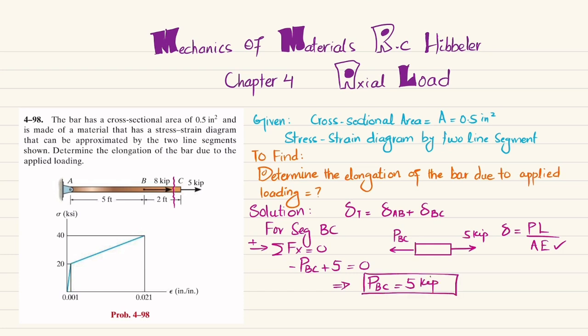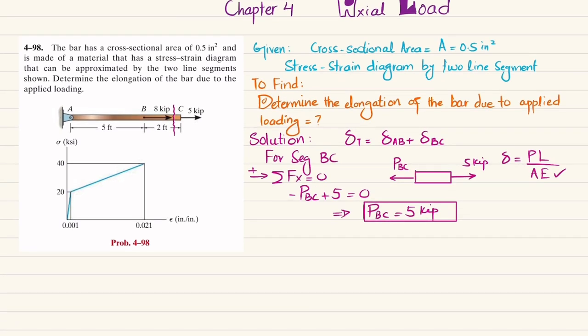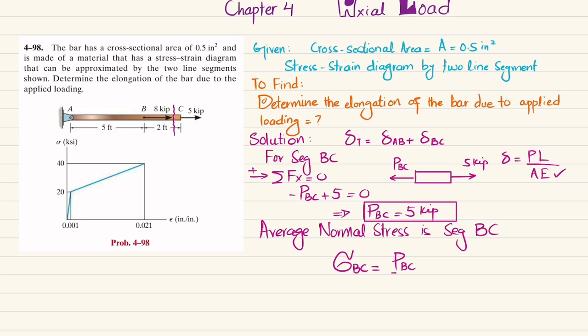Now that we have PBC, we will find the average normal stress. The average normal stress in segment BC, sigma BC, is equal to PBC divided by area. PBC is 5 and the area of this bar is given as 0.5. When you solve this, you get 10 KSI. So the stress in segment BC is equal to 10 KSI.